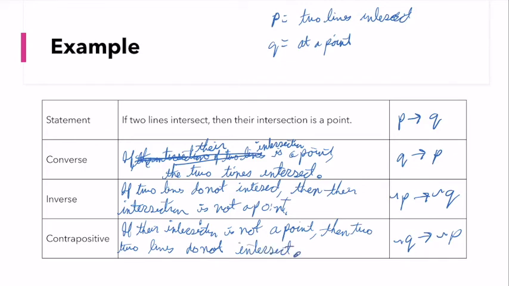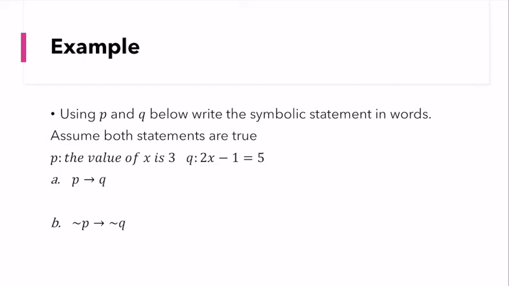Awesome. Last but not least, I saw a problem that said, using P and Q below, write the symbolic statement in words, assume both statements are true. So the first thing I have is P implies Q, and then I have the inverse, right? Not P implies not Q. So let's let P be the value of x is 3, and Q be 2x minus 1 equals 5. So the statement would be if the value of x is 3, then 2x minus 1 equals 5.